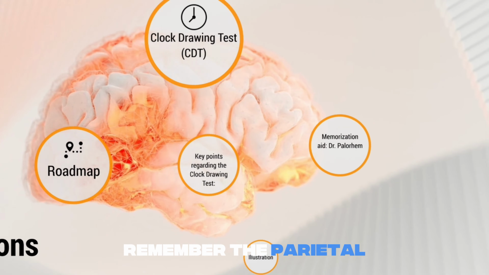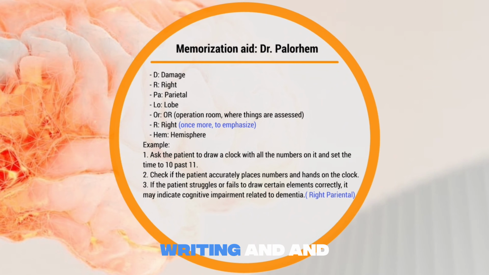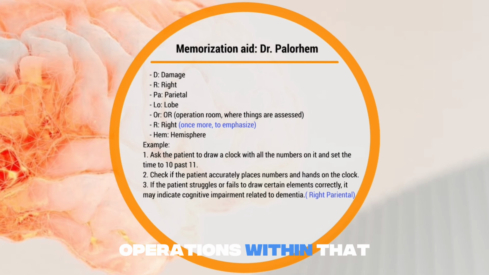Remember, the parietal has to do with reading, writing, and tasting, right? So damage there on the clock drawing is equal to the right parietal, the right hemisphere, and this is how you can remember. I use the acronym D-OR-HEM. So that's Damage, right parietal lobe, or operations within that are assessed, right? The OR, assessed operation rooms. The R is for the right, okay?